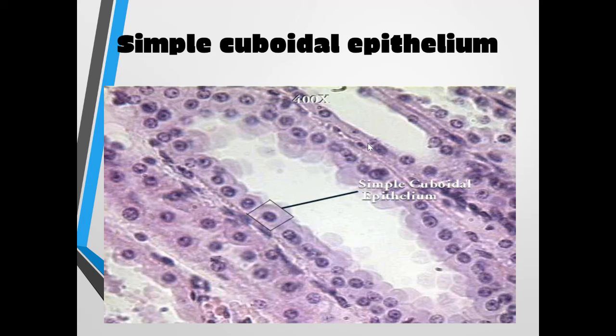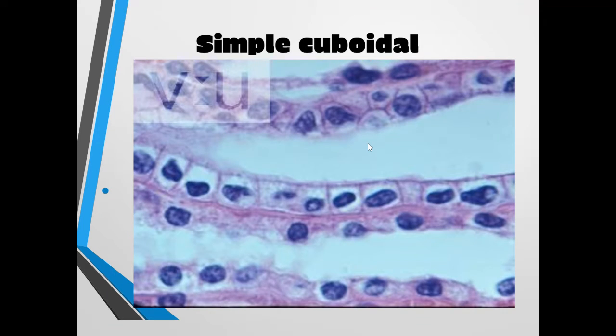The next one is simple cuboidal. Simple meaning one row, cuboidal means cubes or rectangles, or I should say squares, excuse me, squares. They have a very big nucleus, if you can see. It functions as secretory, excretory, and absorption. And it is going to line the ducts of glands, the skin, the kidney, thyroid, the eye.